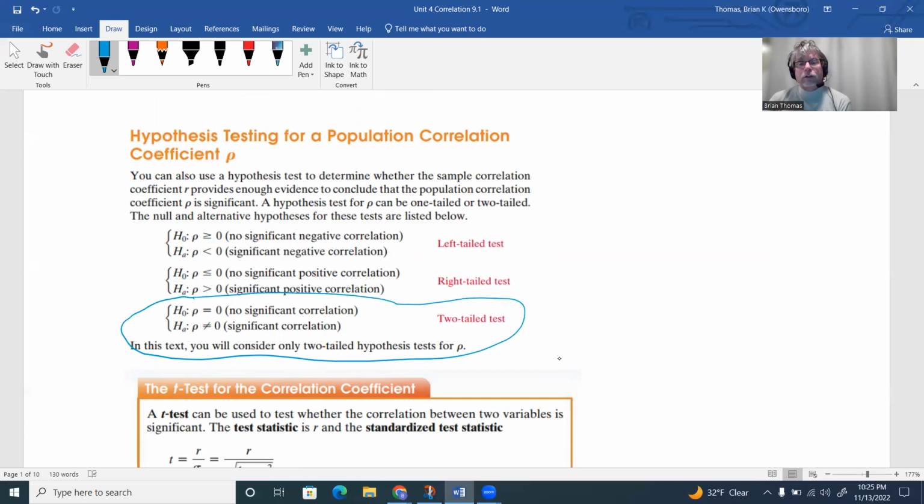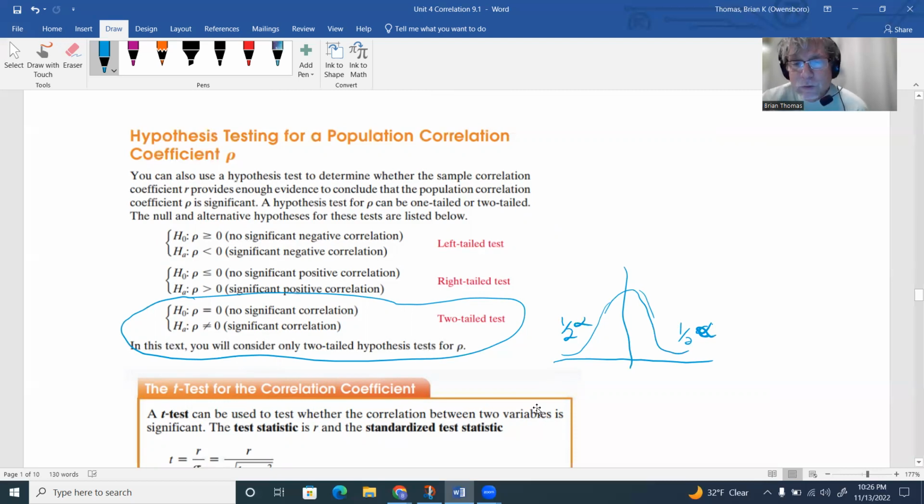So remember, in a two-tailed hypothesis, we're going to have this normal curve. In a two-tailed, we're going to have a half alpha over here and a half alpha over here, because you remember, alpha has got to be broken apart into 2 pieces. So if I do a two-tailed, I have to use these half alphas.